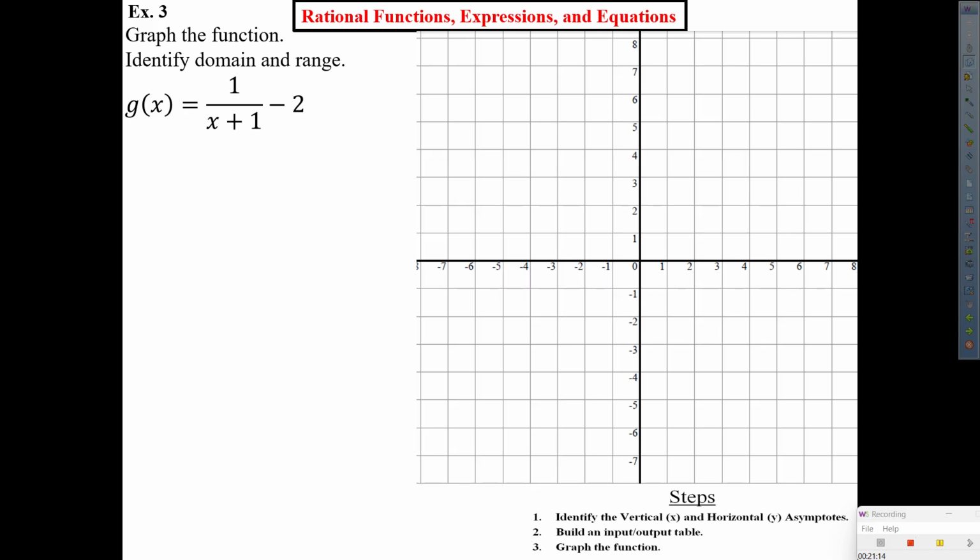Number 3. Look at the instructions. They changed a little bit. It says, graph the function and identify the domain and range. G of x equals 1 over x plus 1 minus 2. So in other words, we're doing the same thing that we just did, but now we're just adding domain and range. I'm going to give you a head start so you can graph that by yourself. I'll give you time, very similar to the one we just did, and see how you do with that. Go.